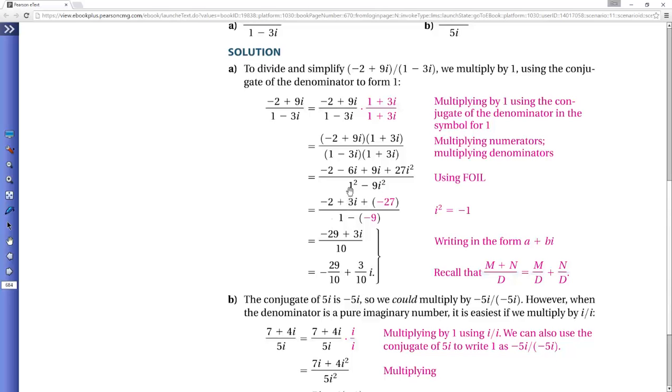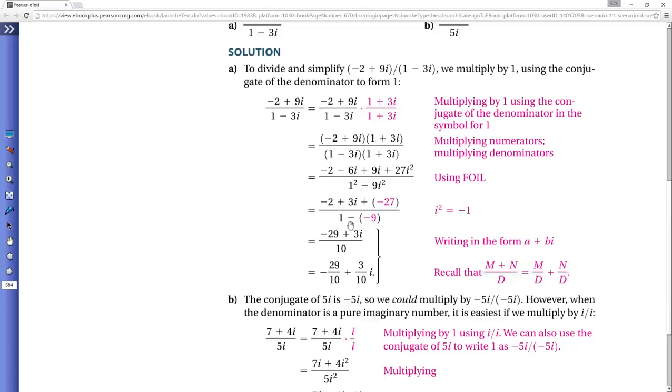Well, this is 1. 1 squared is 1. This is minus 9 times a negative 1, or negative 9. So I end up with 1 plus 9, which is 10. Okay. Now on top, let's look at the numerators now.